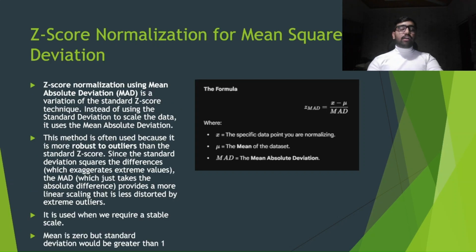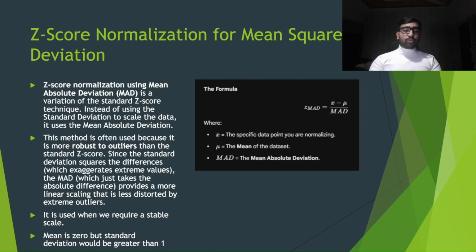Now let's understand a variation of z-score normalization where we use mean absolute deviation instead of standard deviation. Z-score normalization using mean absolute deviation (MAD) is a variation of the standard z-score technique. Instead of using the standard deviation to scale the data, it uses the mean absolute deviation, which is nothing but the average of absolute deviations for each data point. This method is often used because it is more robust to outliers than the standard z-score.